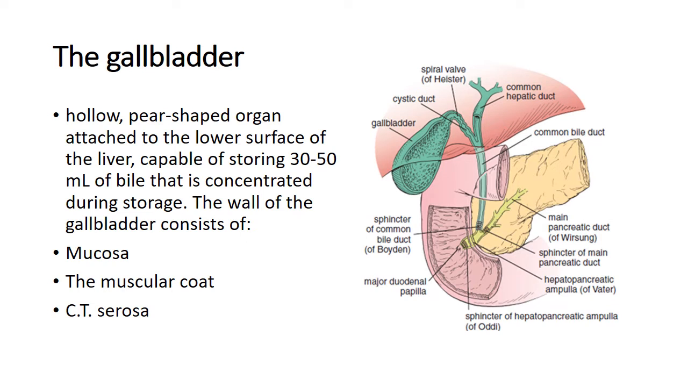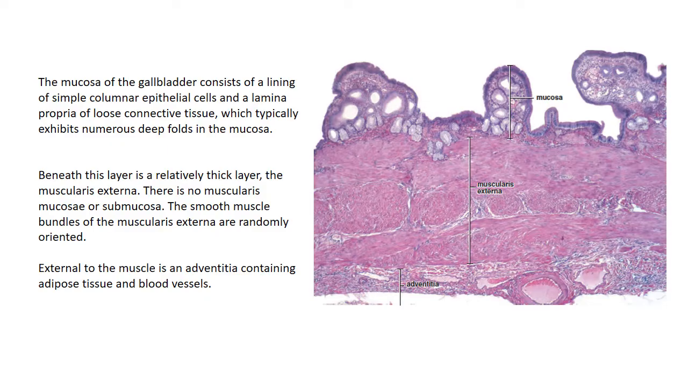The gallbladder is a hollow pear-shaped organ, as we can see here in this photo. It is attached to the lower surface of the liver, and it's capable of storing 30 to 50 ml of bile that's concentrated during storage. The wall of the gallbladder is composed of three main layers. It has a mucosa, a muscle layer, and a serosa.